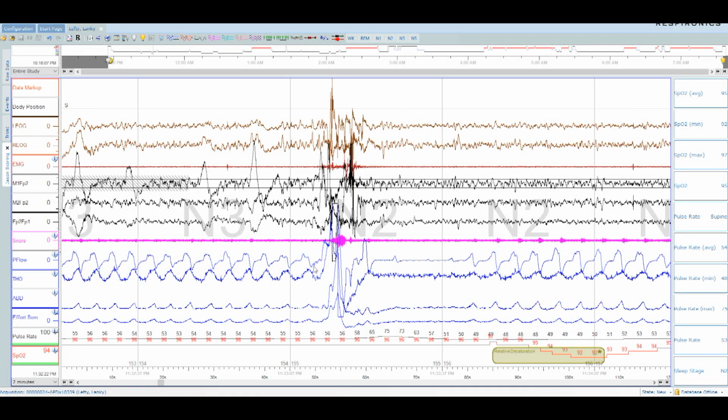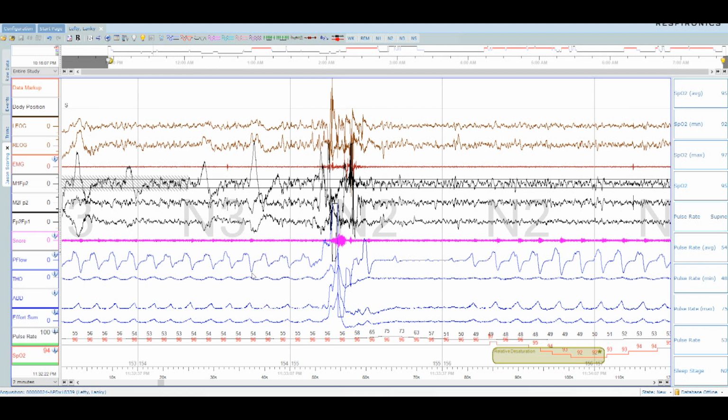There we go, our first arousal. So we have an arousal, and now we have to evaluate, was there a decrease in airflow here that caused the arousal? Let me make that a little smaller. So, very tough. What I usually do is look at the blood oxygen. It's at 96 the entire time, and it never really deviates from that at all. Man, is this a RERA or not?